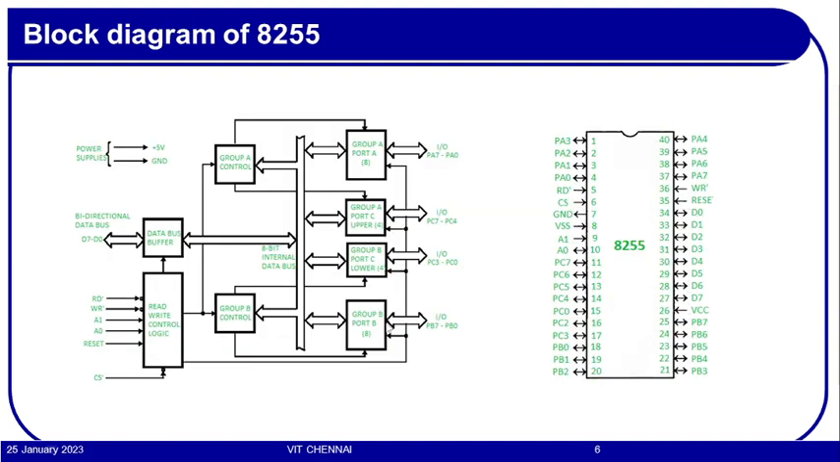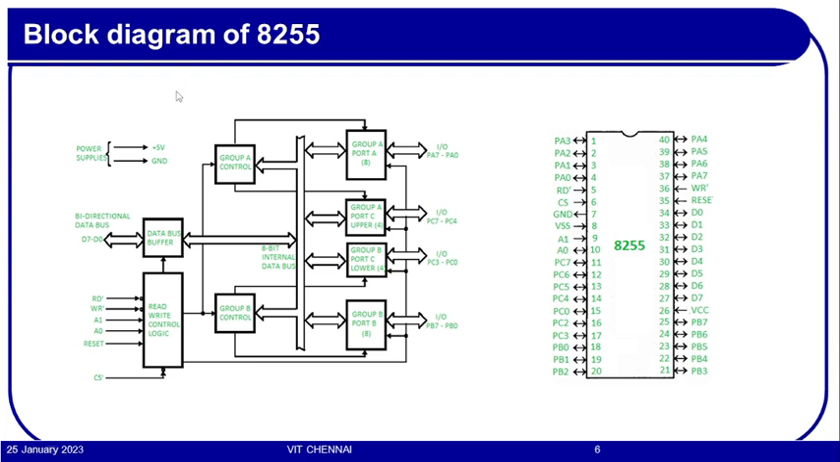Now these ports are the main thing in 8255. There are 3 ports, and each port has 8 bits. So port A has 8 bits. Port A and the upper part of port C are together called group A. So group A consists of port A and the upper 4 bits of port C. Similarly, the lower 4 bits of port C and port B are called group B. So these 24 pins are divided into 2 groups of 12 bits each.